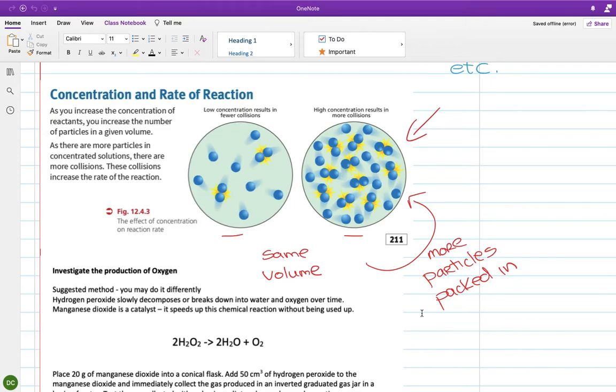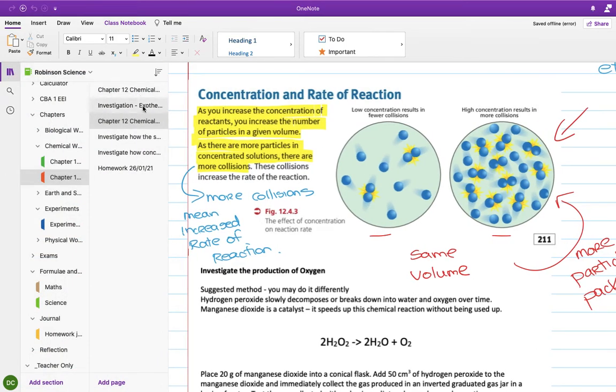You need to get that idea across in the notes when you're taking your notes down. As you increase the concentration of the reactants, you increase the number of particles in a given volume. As there are more particles in concentrated solutions, there are more collisions. Okay, and generally speaking, provided there are effective collisions, more collisions mean an increased rate of reaction. The more collisions you have, the quicker the reactants are going to turn into products. So the quicker the reaction is going to happen.